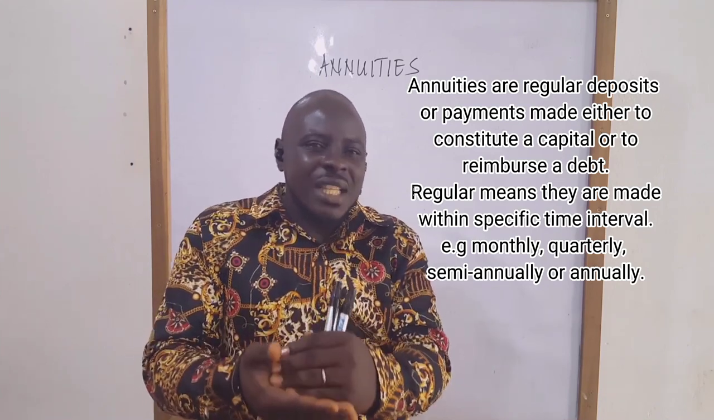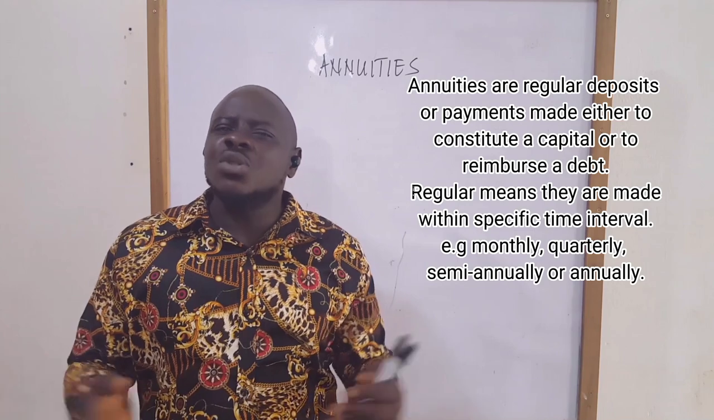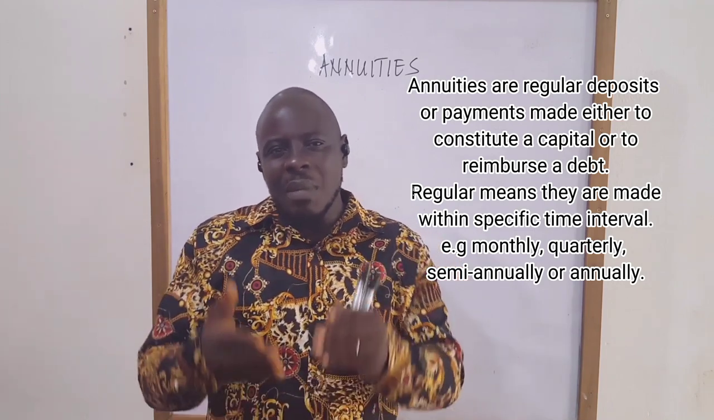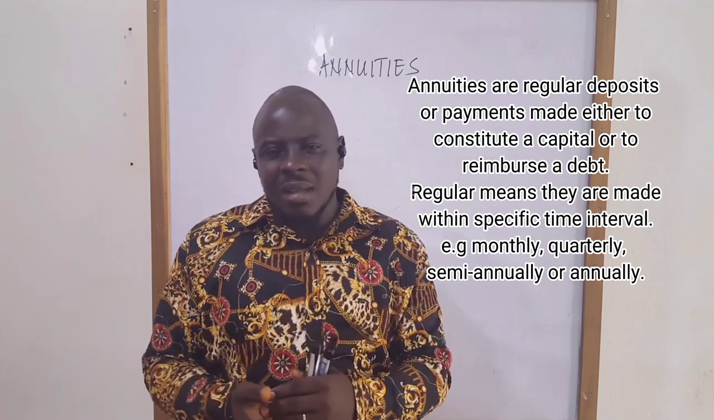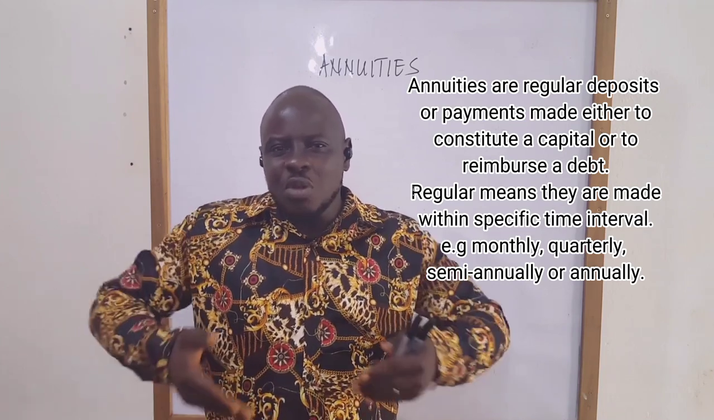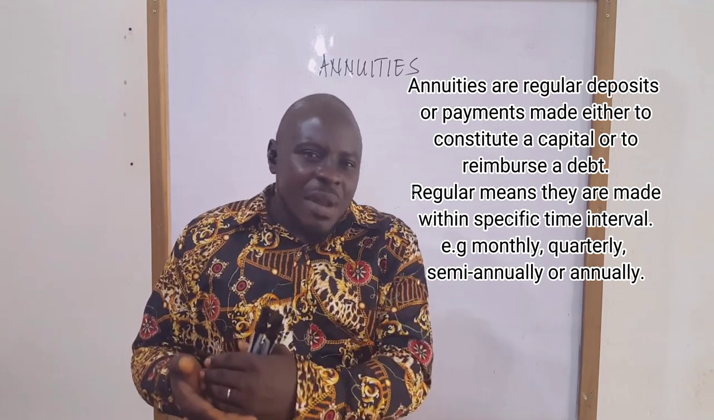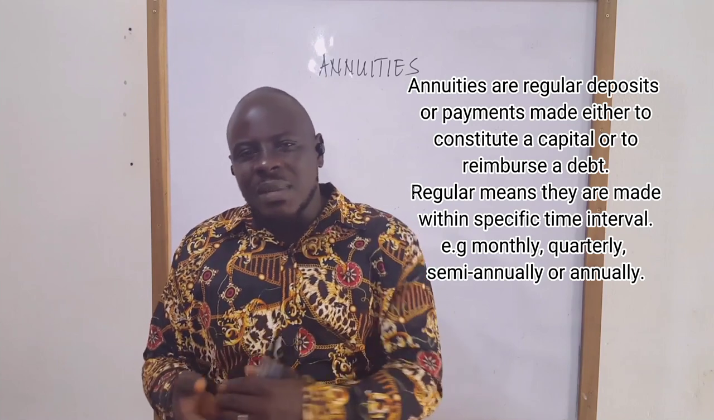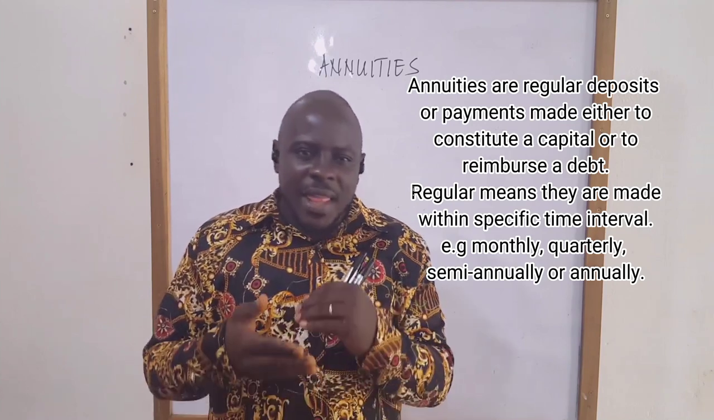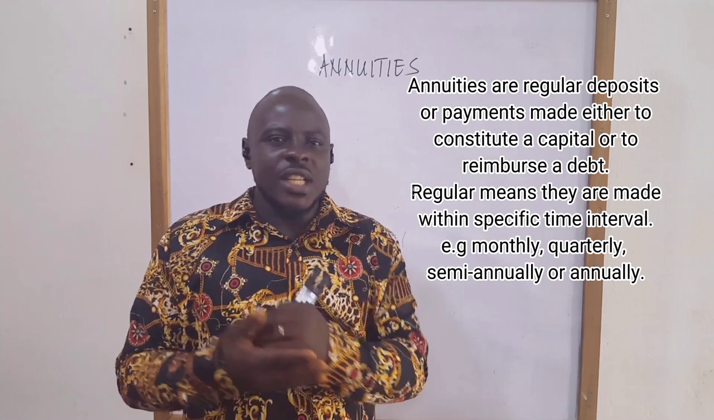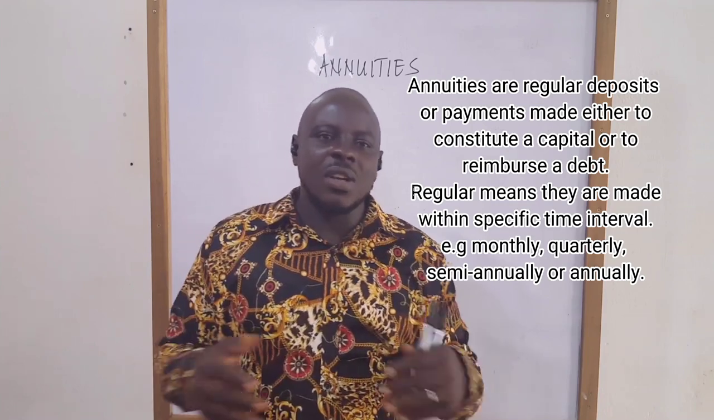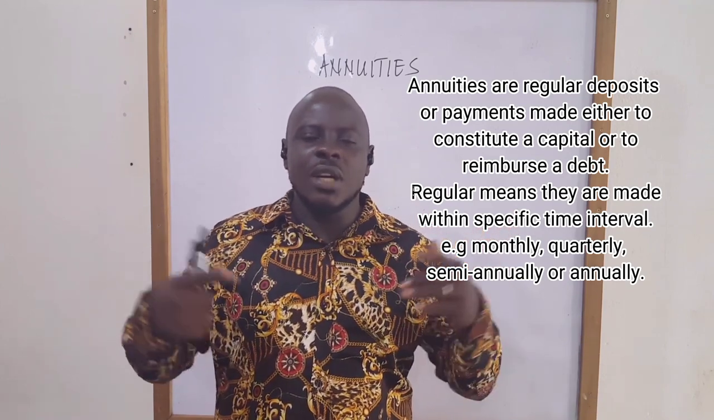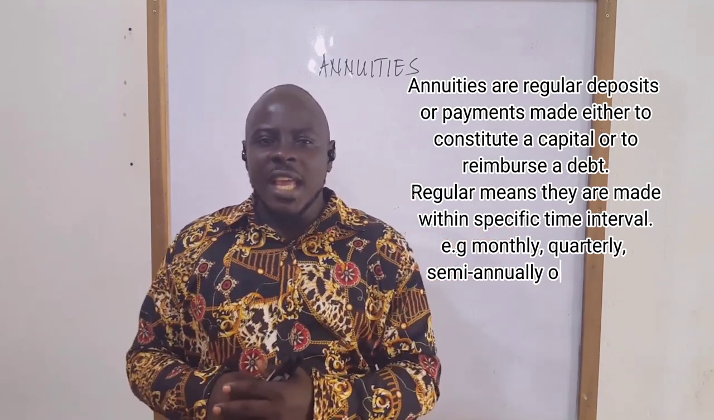So you see, businesses keep aside money, maybe to replace their fixed assets at the end of their useful life. We call this money depreciation. Or maybe you save money. This money may be fixed or variable, but you have an engagement that every month, every day, every quarter, or every semester, I need to save something. The money saved within this time interval is called annuities. And why do you do that? Either to constitute a capital or to reimburse a debt.